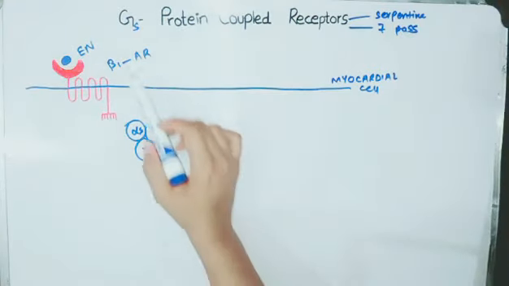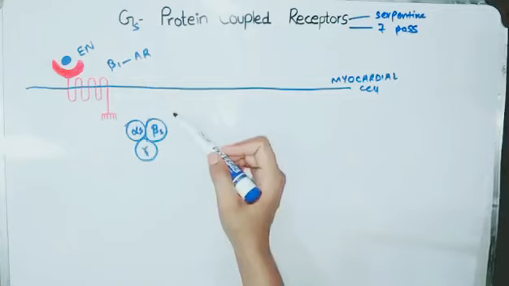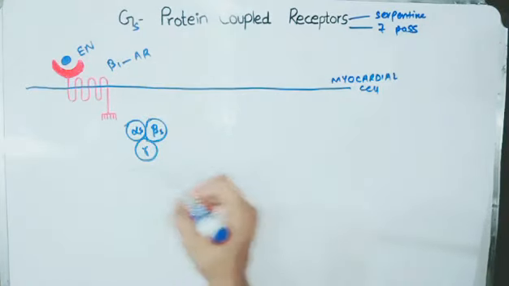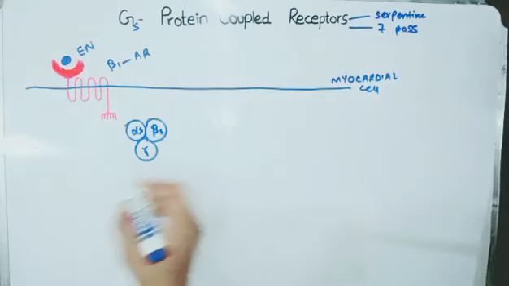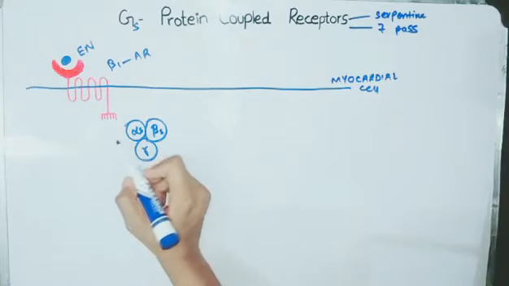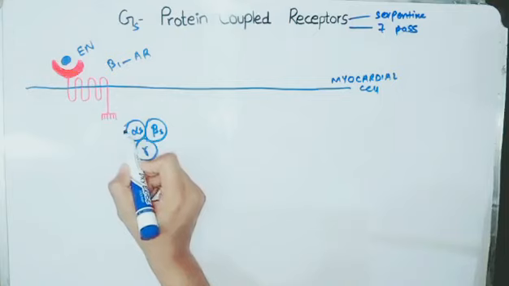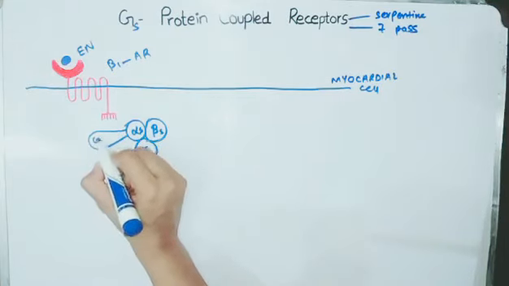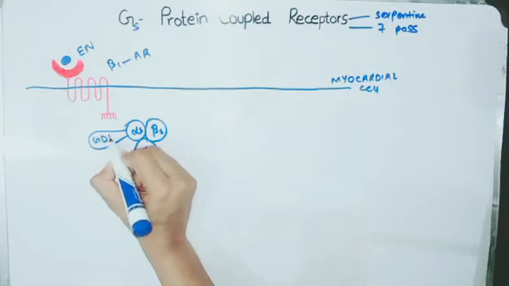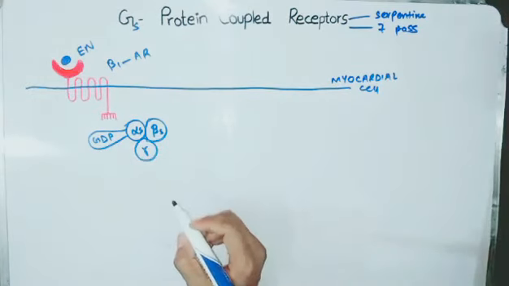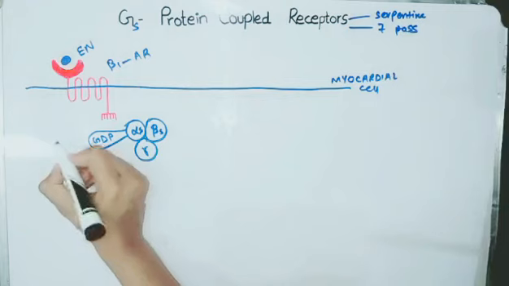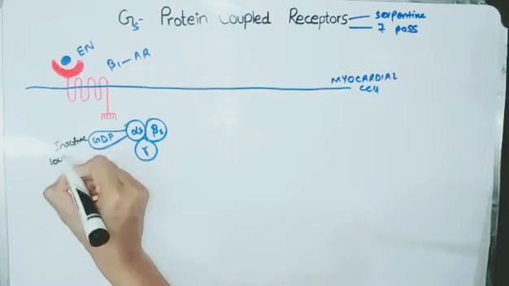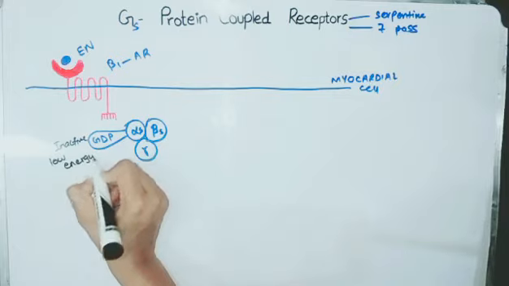So before the ligand binds to the ligand binding domain and the signal reaches this G protein, this G protein is basically inactive, and the alpha subunit, that is most important of them, is bound with a low energy molecule, that is GDP. So at this stage this alpha subunit is basically inactive and it has low energy.